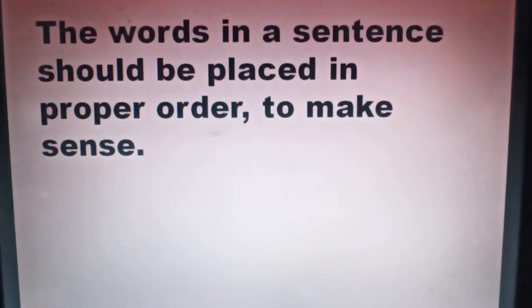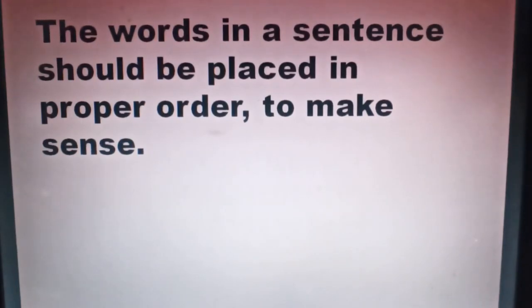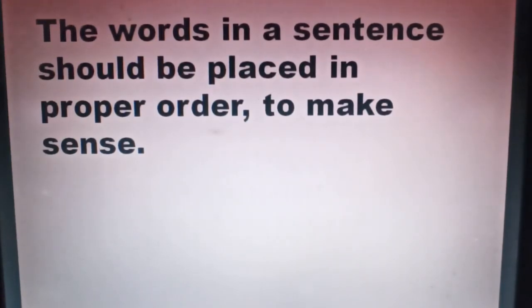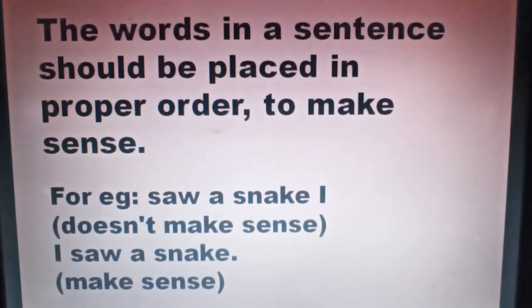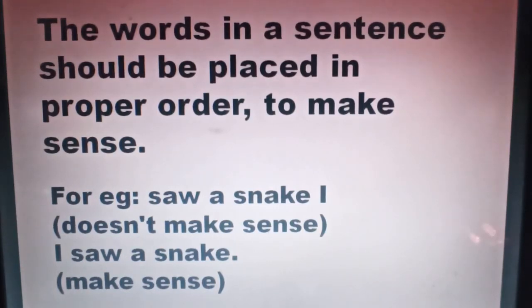The words in a sentence should be placed in proper order to make sense. जो शब्द हैं वो सेंटेंस में प्रॉपर ऑर्डर में इस तरीके से होने चाहिए कि उनका अर्थ निकले, तभी हम उनको सेंटेंस कह सकते हैं. For example, saw a snake eye. These are words, but they are not placed in a proper order and they don't make sense. So it is not a sentence.